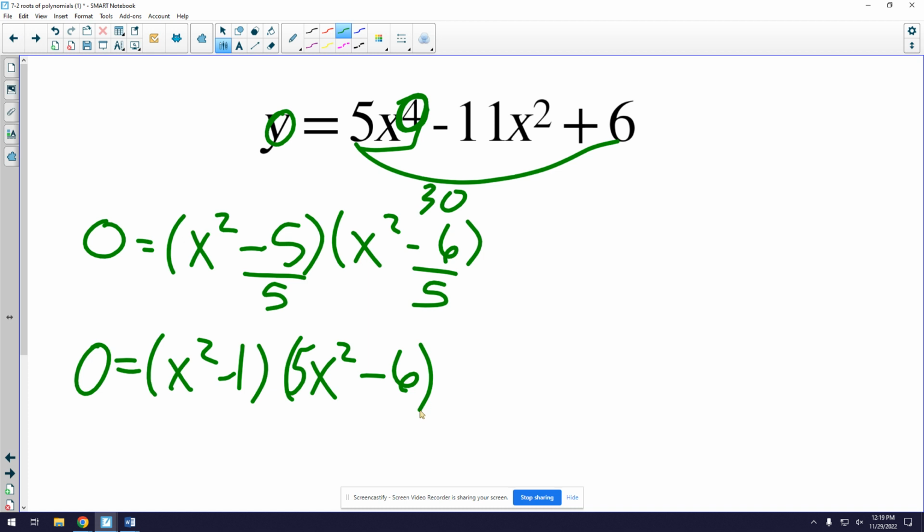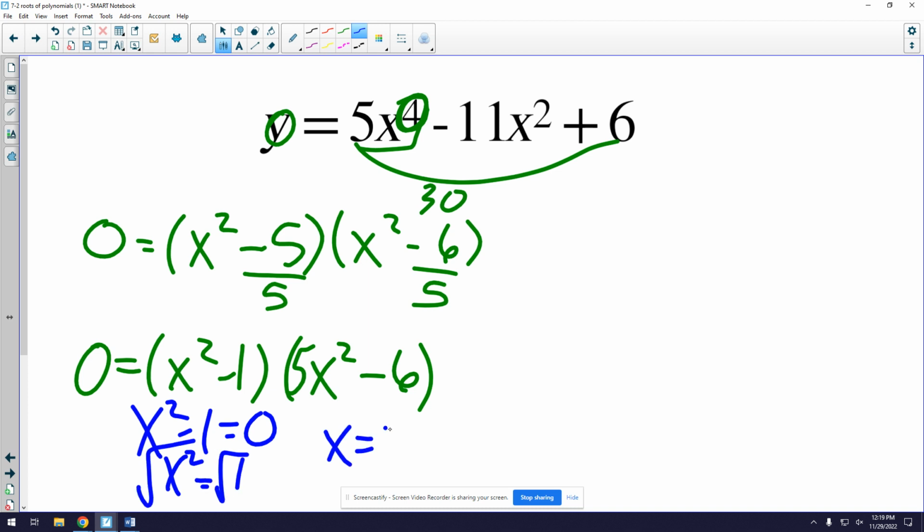It's not going to be a rational root. Why? Because you have to take the square root. You cannot take the square root of 5 or 6. But the first one is a binomial. I have subtraction, and one can be square rooted. There you go. X equals plus or minus 1 because you took the square root. When you square root, you get two answers, positive and negative. Those are the only rational roots to that function.